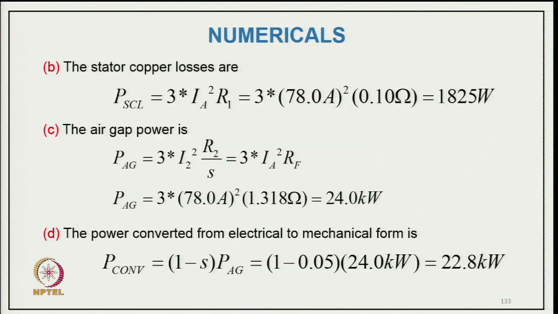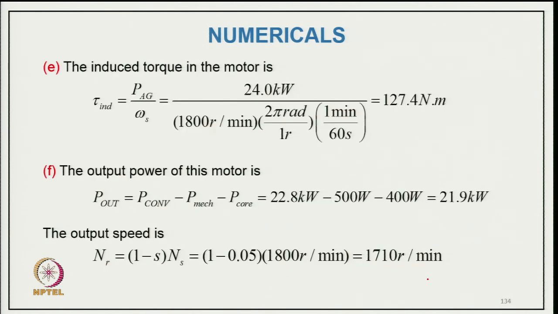The stator copper loss PSCL equal to 3 I square R1, putting the value, it comes to 1825 watt, and air gap power is 3 I2 square R2 by s, that is 3 I2 square RF. Putting the value here, it comes to 24 kilowatt, and the power converted from electrical to mechanical is (1 minus s) into Pag, it comes to 22.8 kilowatt, and T induced will be Pag upon omega sync, putting the value, it comes to 127.4 Newton meter.